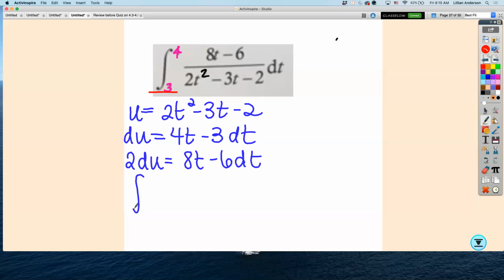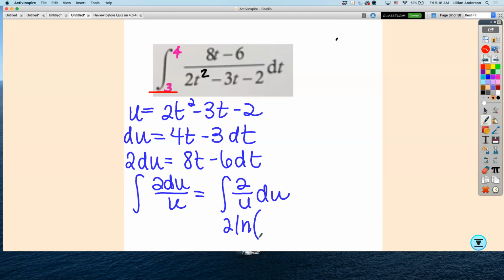So when I do the antiderivative, it's going to be 2 du over u, which is the same thing as saying 2 over u du. What's the antiderivative of 2 over u? 2 ln of u. But I don't put u, I put the actual expression back in. Now I'm not done, but I just want to make sure we're good on that for u substitution.